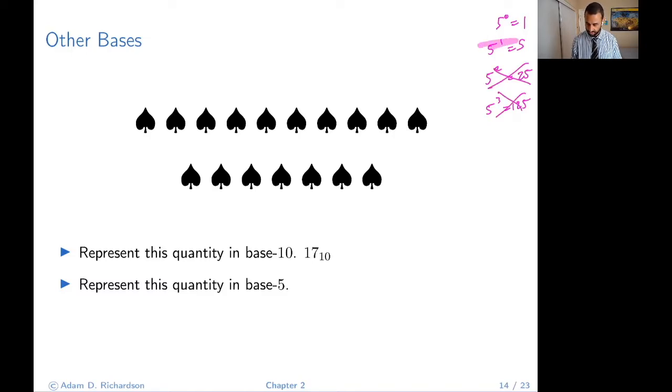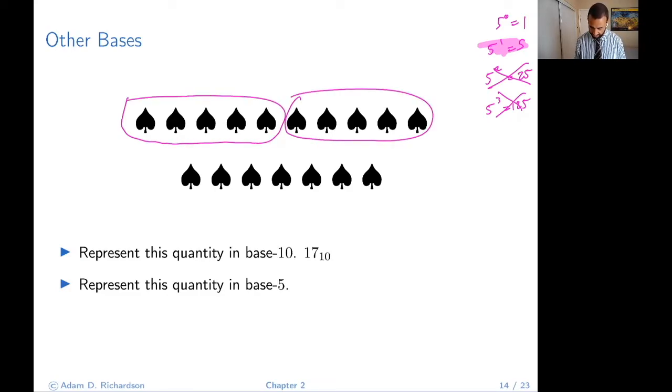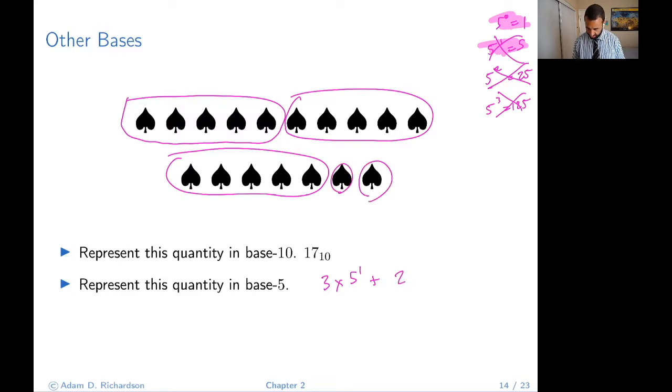So we don't need to consider these two at all. We're going to start with these. How many 5s are there? How many groups of 5 can we get? Well, let's count them off. Here's a group of 5, and here's a group of 5, and here's a group of 5. So we can get 3. There are 3 groups of 5 to the 1. And now that we've taken care of this, how many 1s are left over? 1, 2. So there are 2 times 5 to the 0.